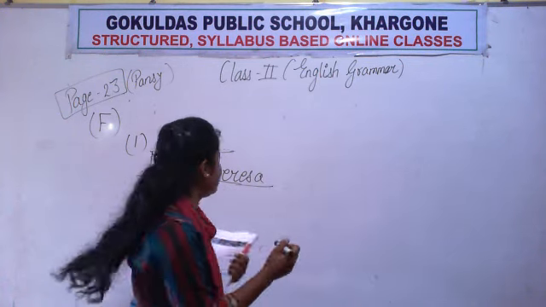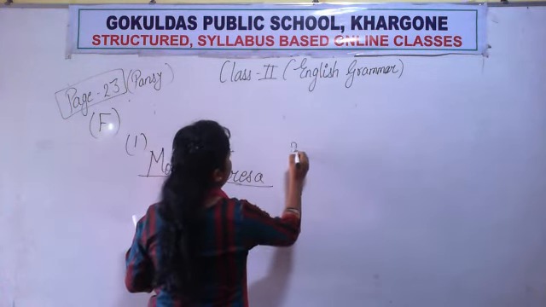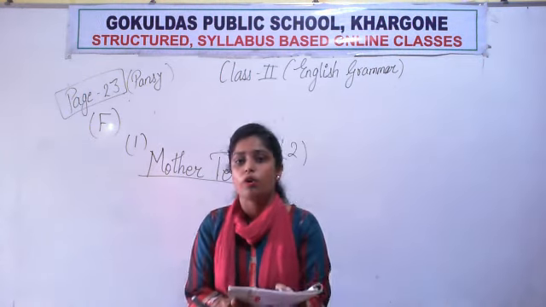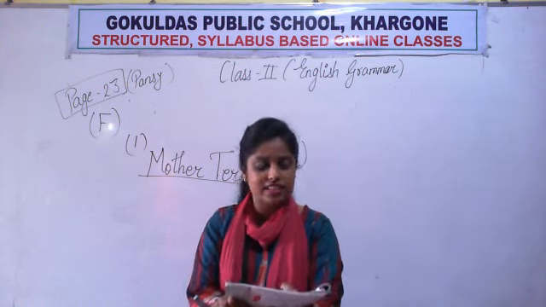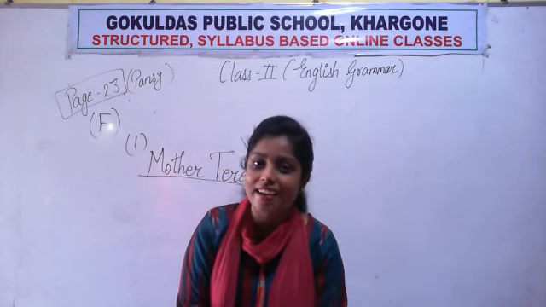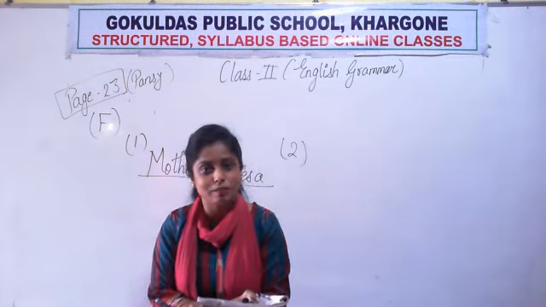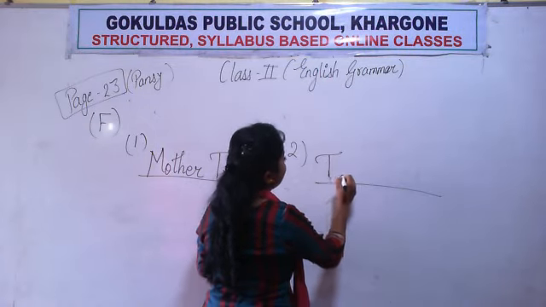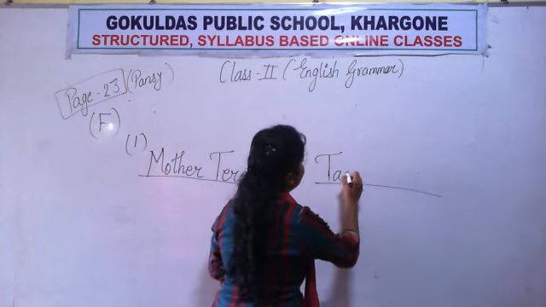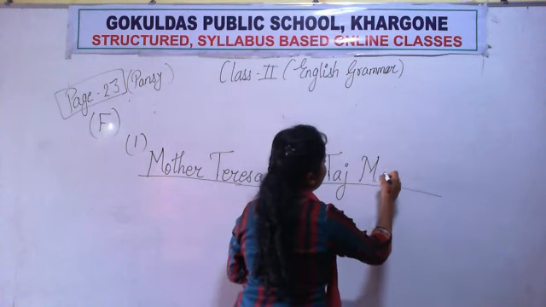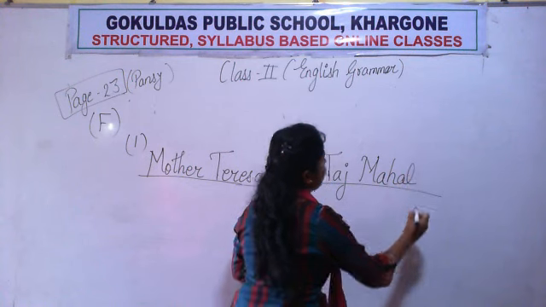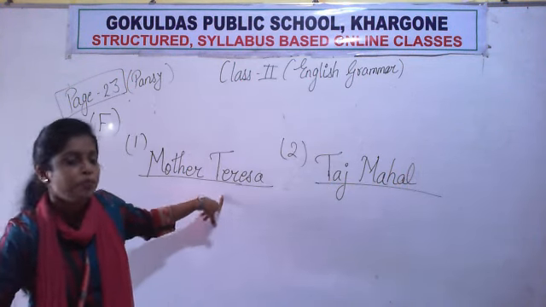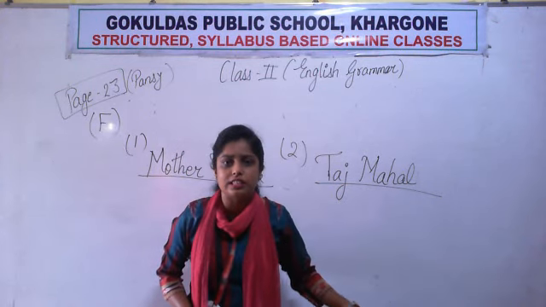Okay, then second picture, picture number 2. Oh, very famous monument. What is this monument? This is the symbol of love and it is in Agra. Yes, it is Taj Mahal. Okay, what is this? It is Taj Mahal. T capital. Okay, T-A-J Taj and M-A-H-A-L Mahal. Taj Mahal. And this is a proper noun. This is why? Because there are so many monuments.